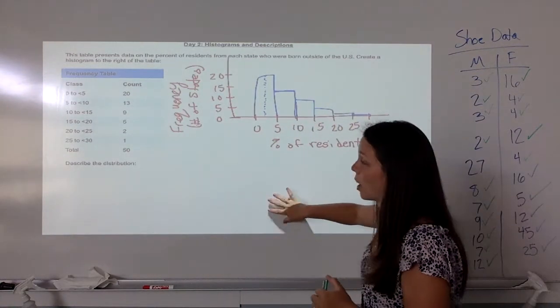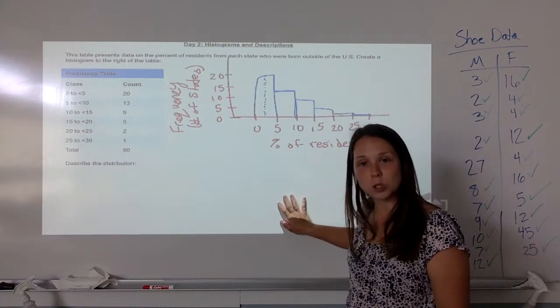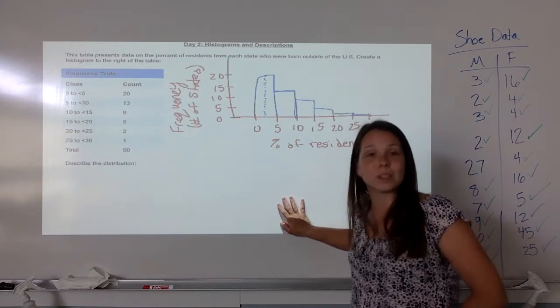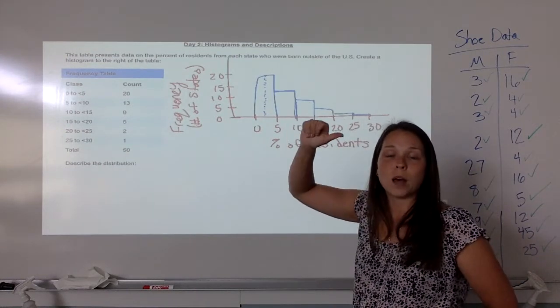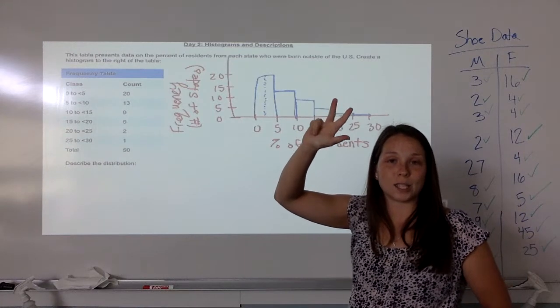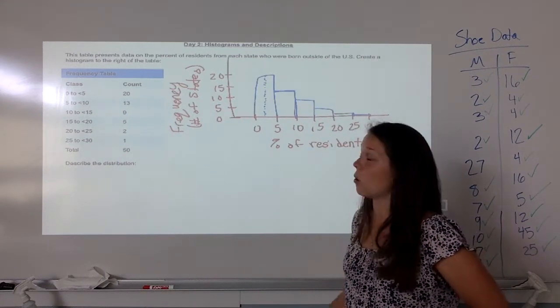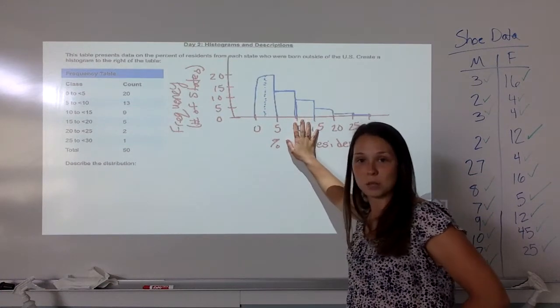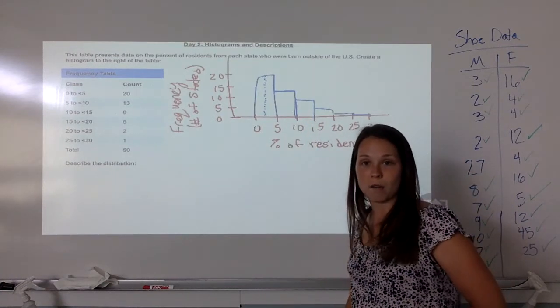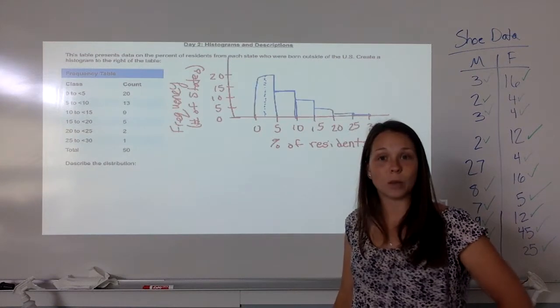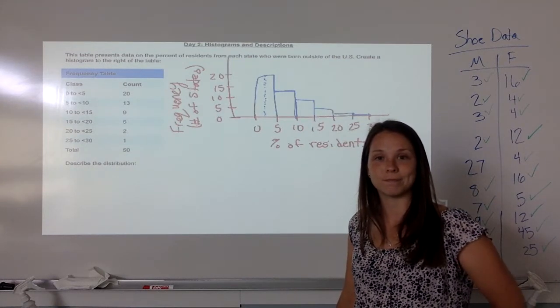Now it wants us to describe the distribution. We've talked about distributions and describing them before. We use the SOX acronym: shape, outlier, center, and spread or variability. So I want you to take a moment to pause the video and think about how you would describe this data using the acronym of SOX, and then press play when you are ready to see the answer.